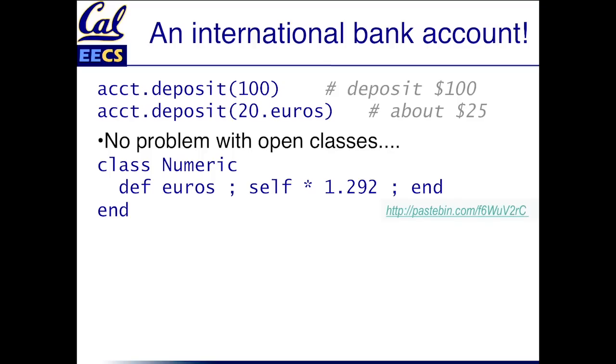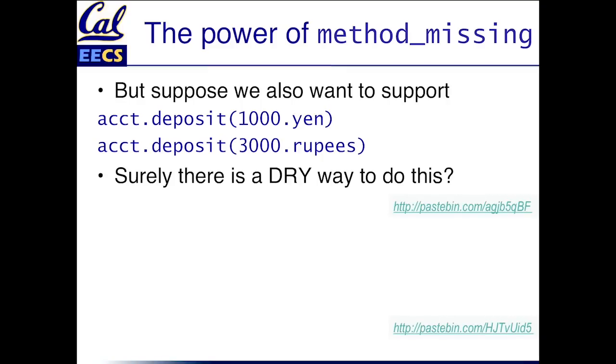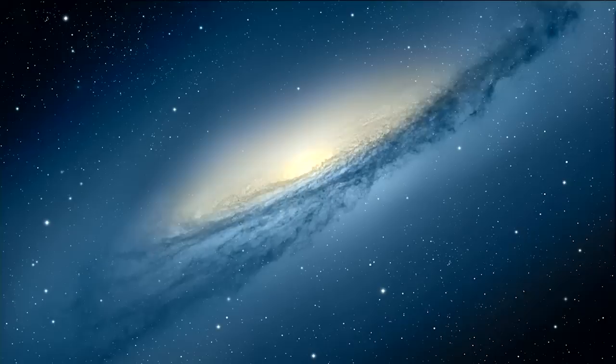OK, but before you gasp in further astonishment, let's go further than this. What about that? This is problematic because our function is called euros, not euro. Well, there's a DRY solution to that, but to motivate the solution further, let's try something even more ambitious. Let's go beyond that and say, I also want to support other currencies. But it'd be kind of wasteful if all I'm really dealing with is a list of currency names and conversion factors. I don't really want to write n separate methods that look like my 3-line method. So surely there is a drier way to do this.